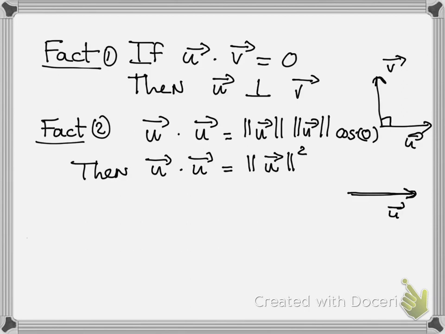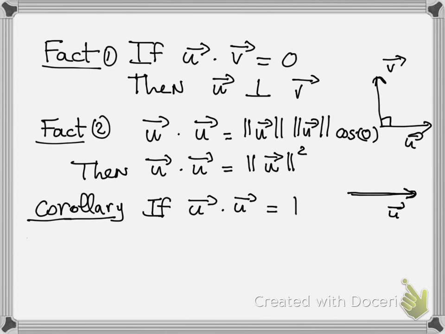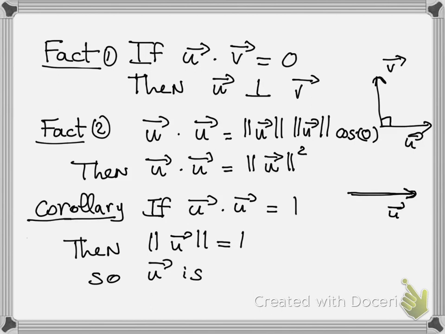And for example, corollary: if U dot U is equal to 1, it means actually the length of U is equal to 1. So U is of unit length.